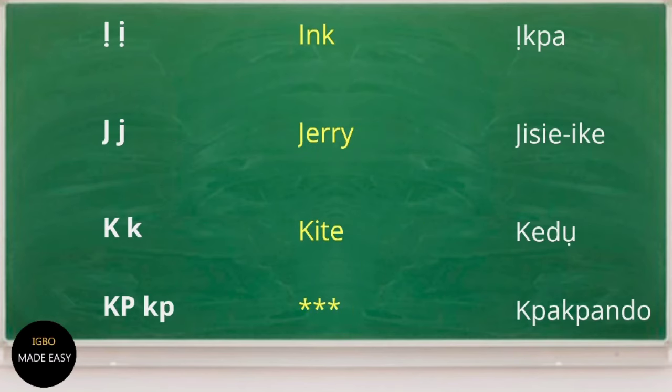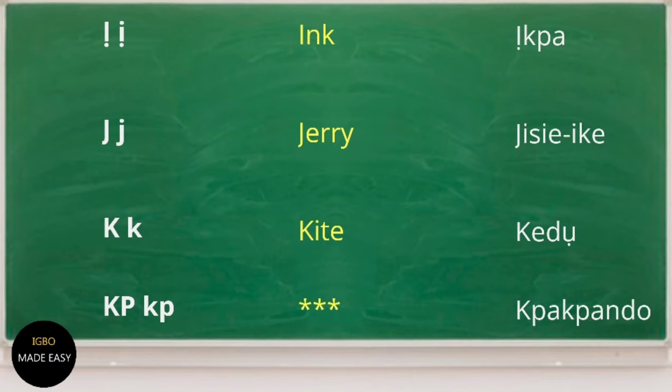Now on this slide, we have e, j, k, p. Now, e is synonymous with the sound in ink in English, or the e in economics. That is the sound for this letter in Igbo. And it's a vowel, so it's exactly the way it will sound in any word. For example, here we have eba, and that means forest.